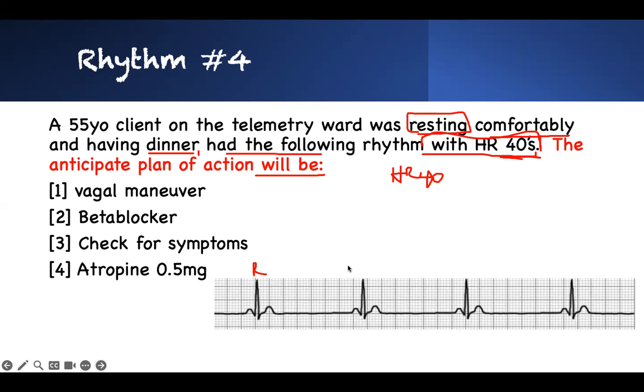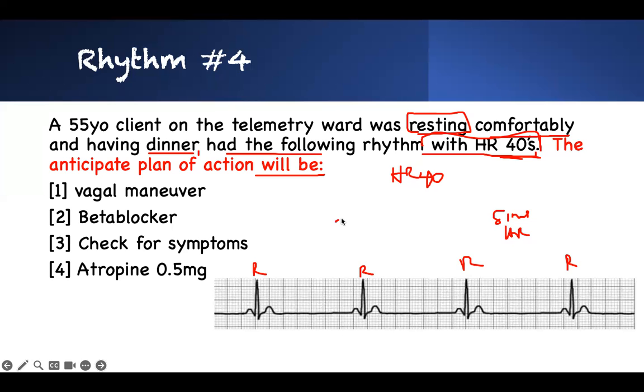You check what the rhythm is. Is it sinus? Just by looking at it, you have to eyeball it. I look at it, and the length from R to R is the same. So I have a sinus. And what is my heart rate? They don't tell me it's a 6-second strip, so I have to use RR.